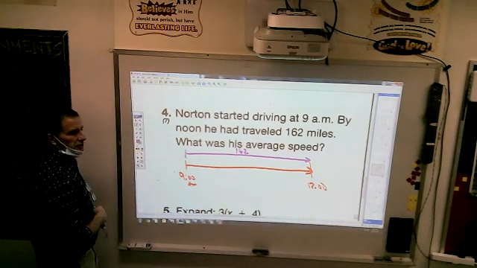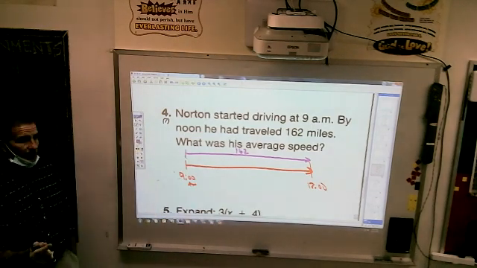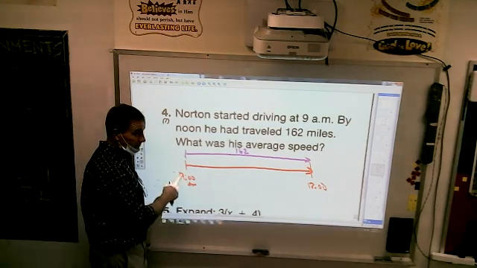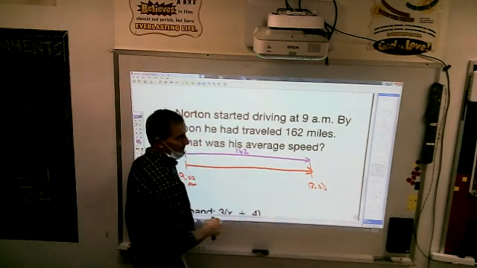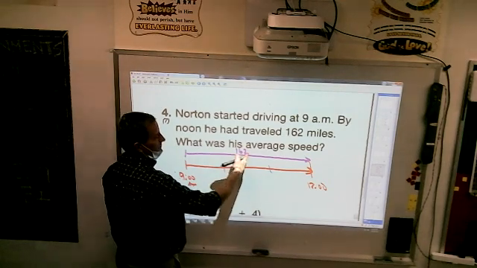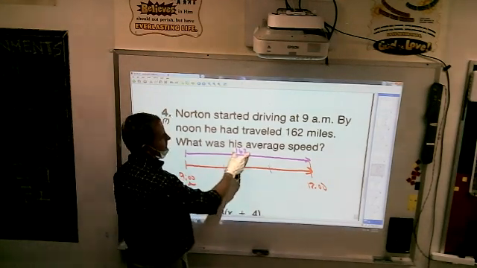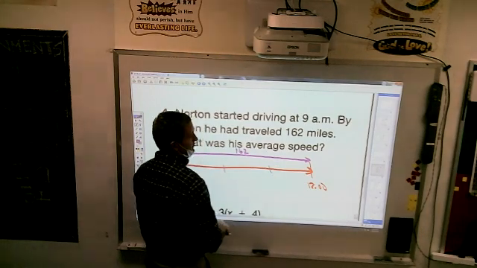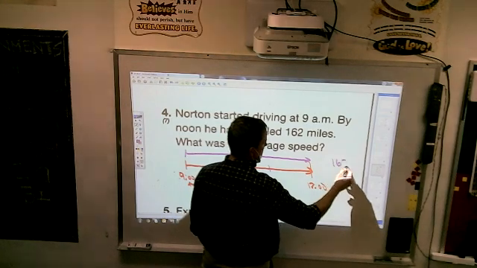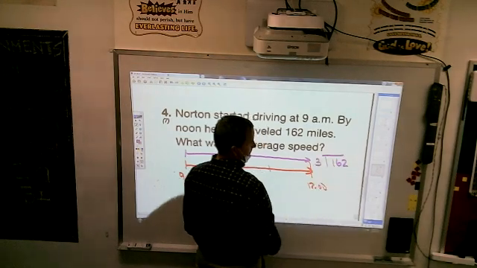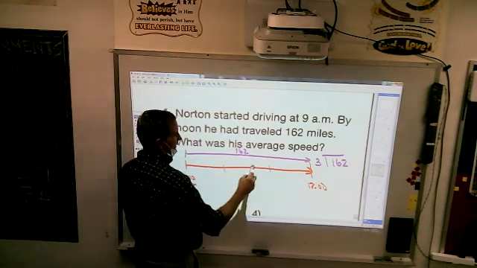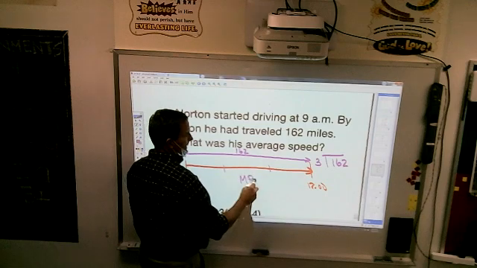So when we talk about average speed, we're talking about miles per hour. How far did he go every hour? Well, first thing you need to do is figure out how many hours he drove for. From 9 o'clock till noon is how many hours? 3. So the gist is, you're driving a total of 162 miles in 3 hours. That's a division problem, because an average is the total divided by how many. So if you take 162 and divide it by 3, which, by the way, let me also throw this at you: his average speed is in miles per hour.